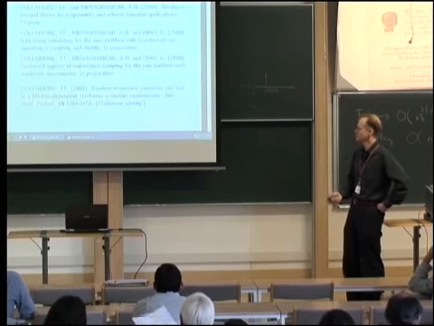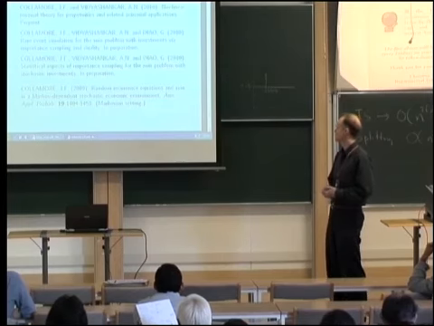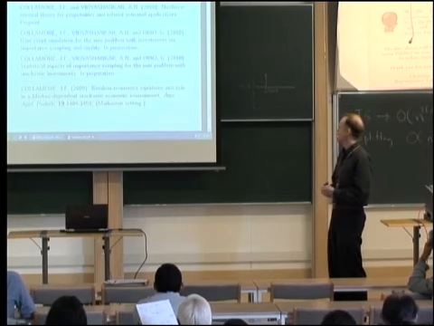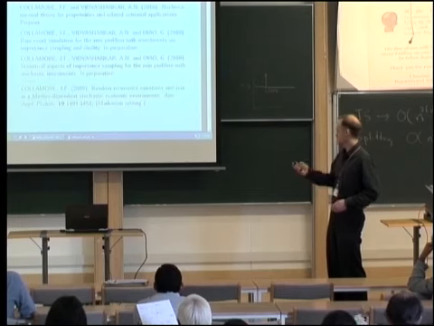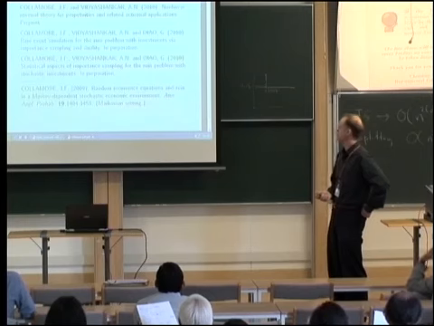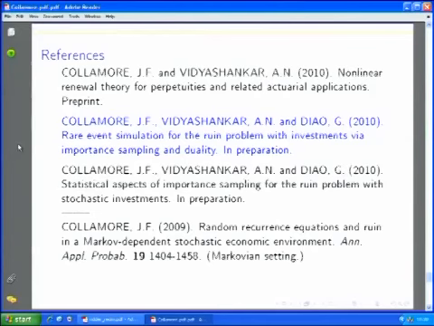Okay, so this is part of a series of papers dealing more generally with nonlinear renewal theory for perpetuities. This particular talk is based on the second article in this series, where I've specialized this to the setting of ruin with investments and the importance sampling problem for this. Okay, thank you.